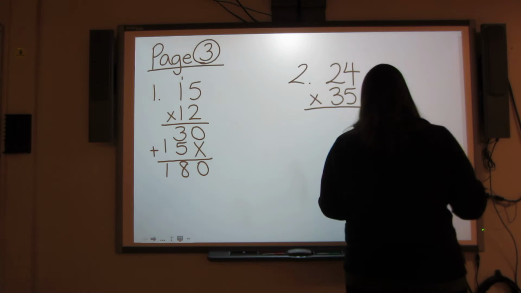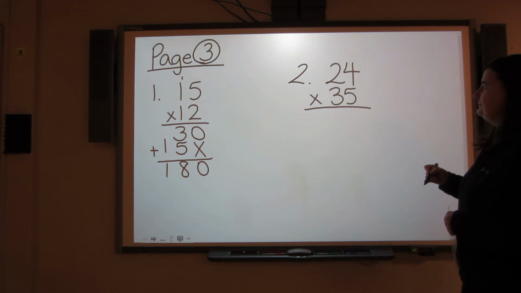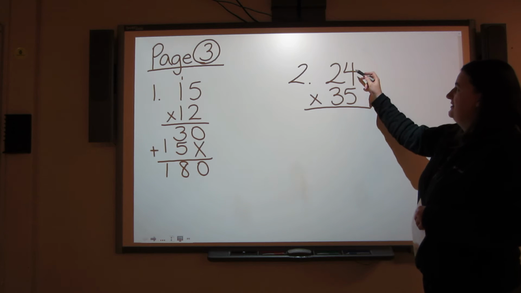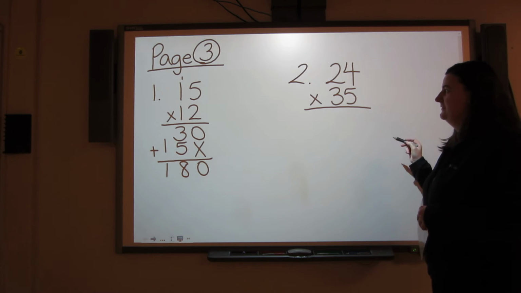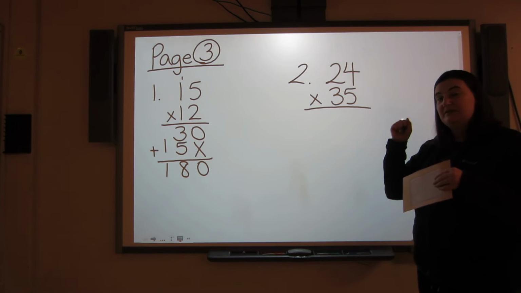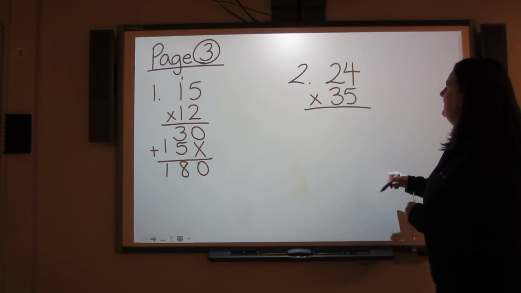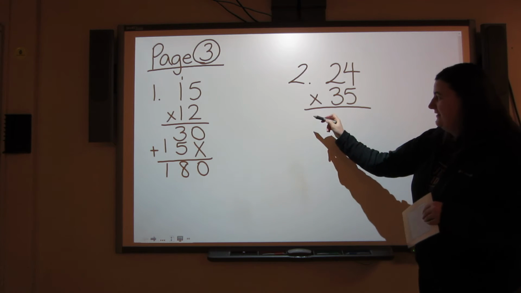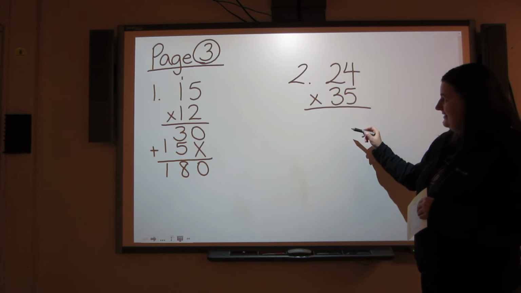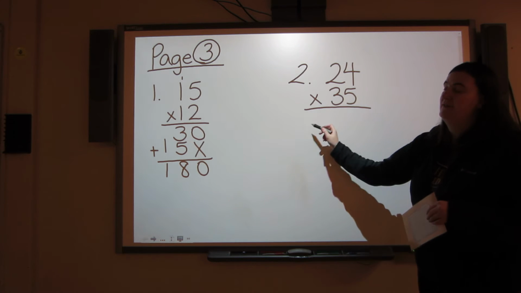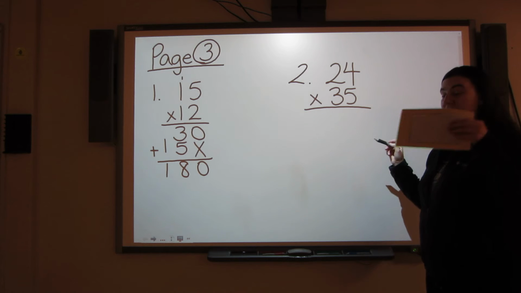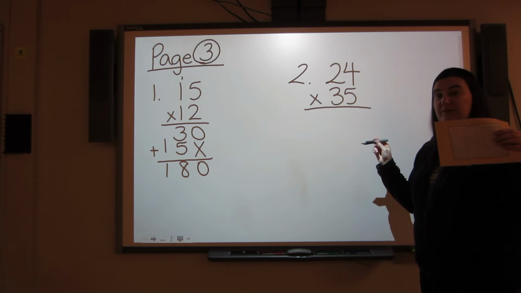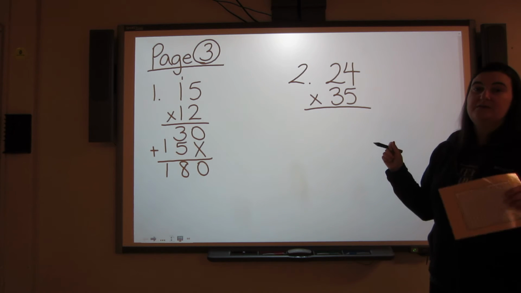Let's move on to number 2. Number 2, I have 24 times 35. So again, with 2-digit multiplication, you're going to have an answer line for the 5, and underneath that, you're going to have an answer line for the 3. So use your multiplication chart to help you if you don't know your times tables off the top of your head.